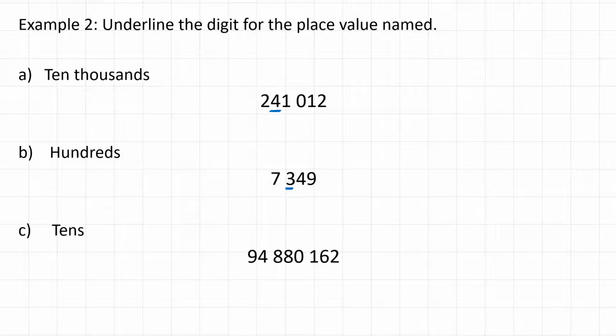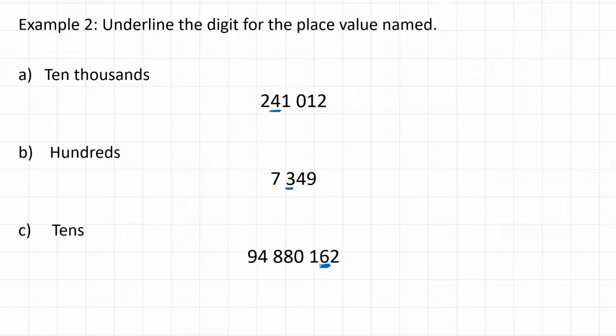Now let's look at this last one. It's a big number, and it's a number in the millions. This number is read as 94,880,162. And we want to underline the tens place. Well, I could look at the three groups, but you might remember that the number to the far right, which happens to be the 2, is in the ones place, and the number to the left of the ones place is the tens place. So that was pretty easy to underline.